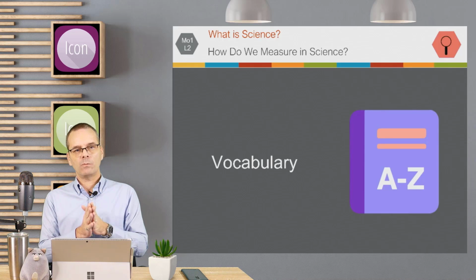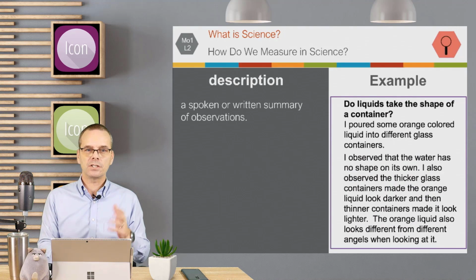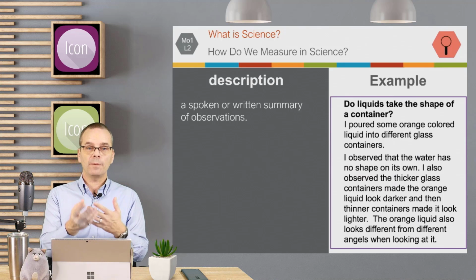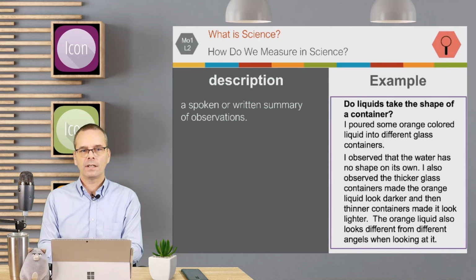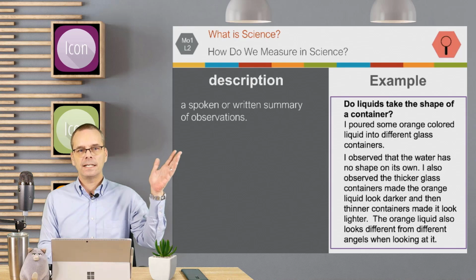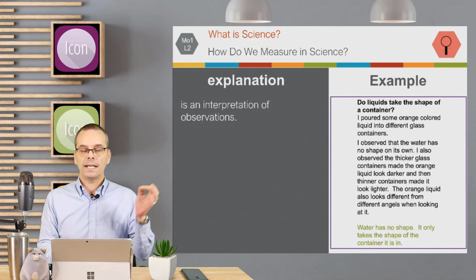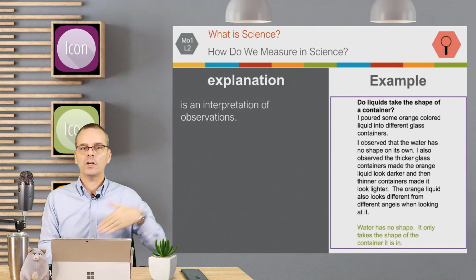So as always, let's begin with a few key vocabulary words. The first one is description. Now understand that description, when I describe it, it's going to be based on science. There are many different definitions for description. This is the one for science. Description in science is a spoken or written summary of what you observed during your experiments. An explanation is when you interpret those observations. What do you think they mean? That's an explanation.